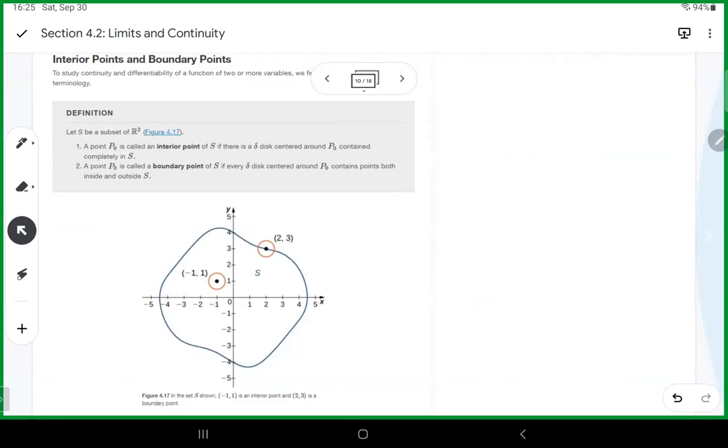Definition: let S be a subset of R squared. A point P sub 0 is called an interior point of S if there is a delta disk centered around P sub 0 contained completely in S. A point P is called a boundary point of S if every delta disk centered around P sub 0 contains points both inside and outside of S.